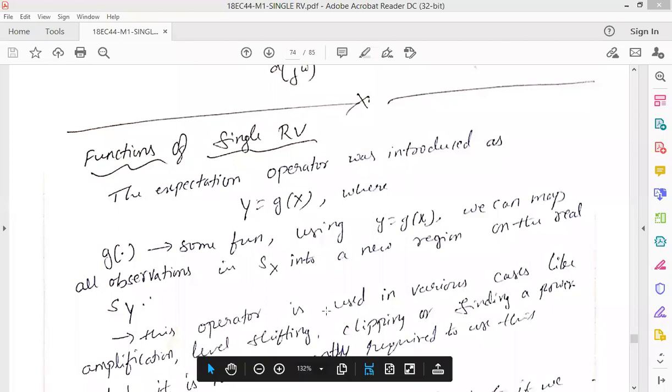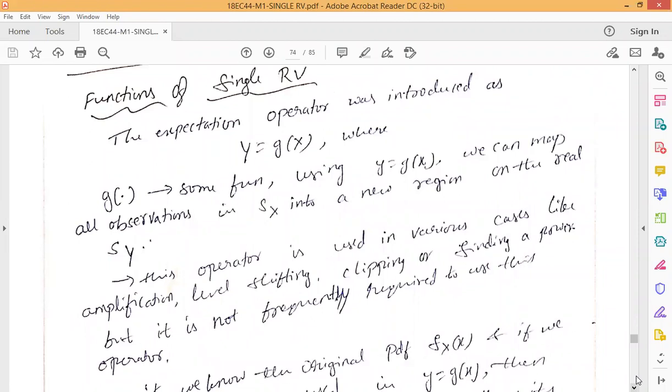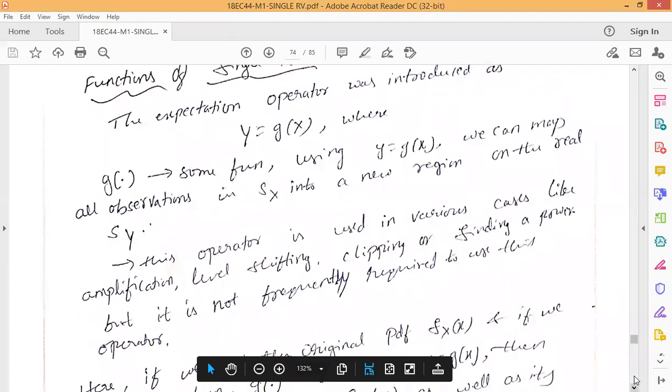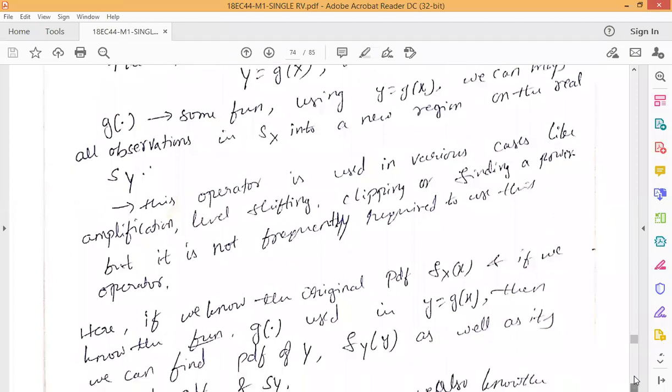This operator can be used in various operations. For example, amplification. In the AC lab, we'll be performing the amplifier circuit, right? So you'll be implementing the amplifier circuit, and in order to analyze such a circuit, we can use this operation. Other than that, we can also use it in level shifting, clipping, or in order to find power. The function y is equal to g of x will be frequently used in most applications in the engineering field.